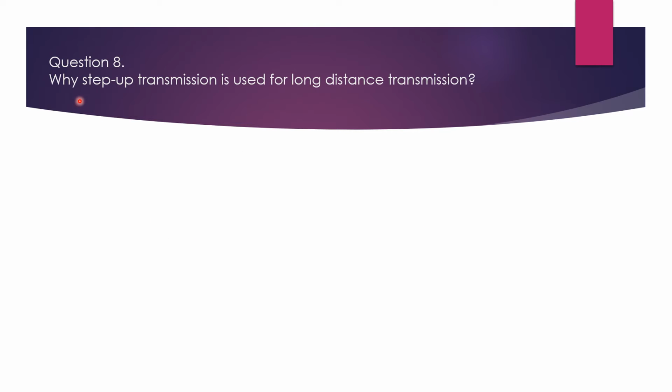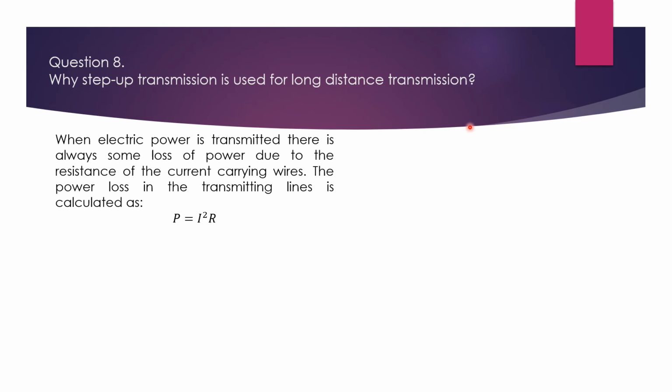Question 8. Why is step-up transmission used for long distance transmission? When electric power is transmitted, there is always some loss of power due to the resistance of the current carrying wires. The power loss in the transmitting lines is calculated as P is equal to I square R.